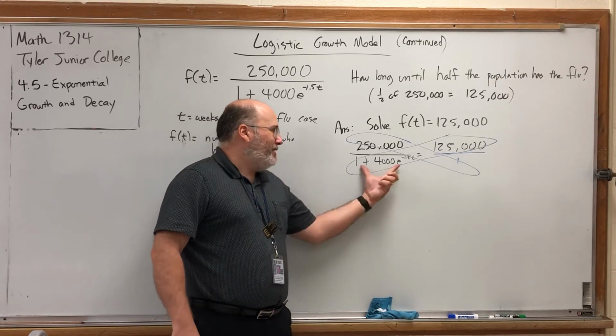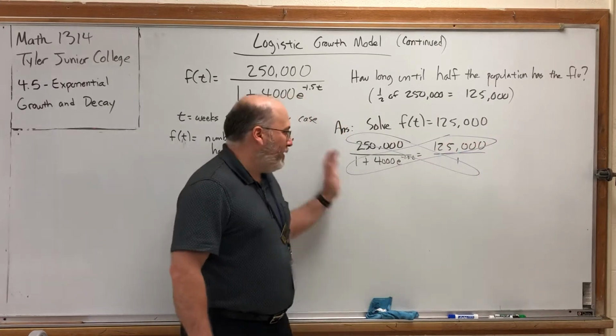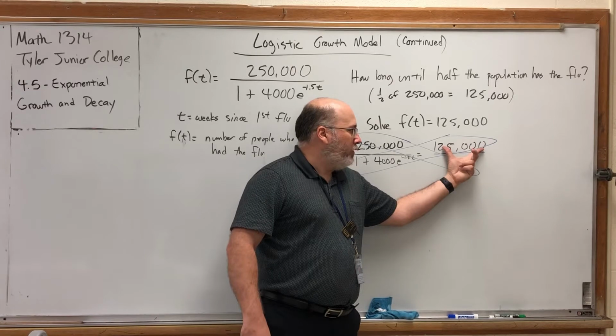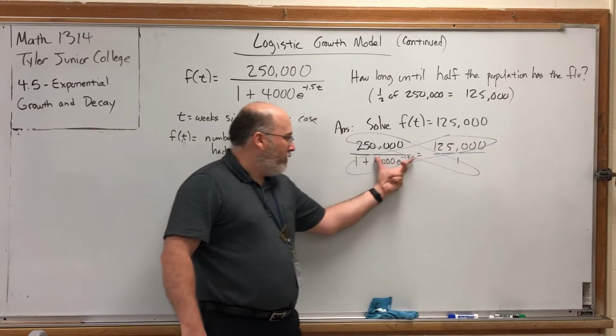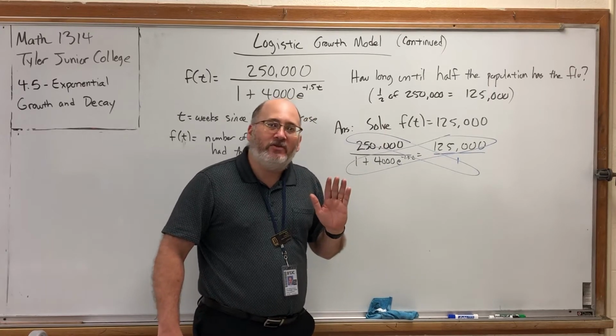Number one, I'm going to take this denominator and move it over here. That's equivalent to multiplying both sides by the denominator. But at the same time, I'm going to take the 125,000 and move it under here. That's the same as dividing both sides by 125,000.